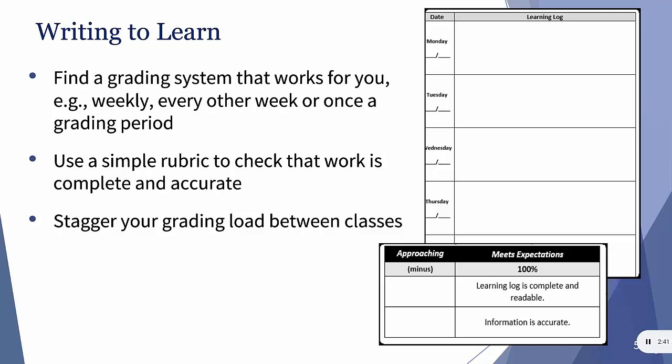So a simple rubric, something like I have here: whatever your timeline is, once every 2 weeks, once a grading period, you take that journal and flip through the pages. If you see a lot of missing pieces or incomplete work, then you just score that down because of that.